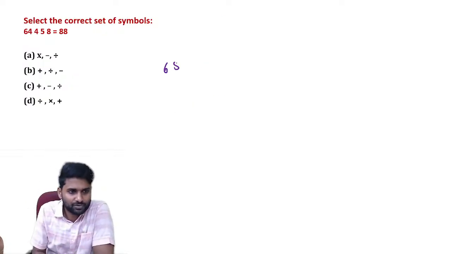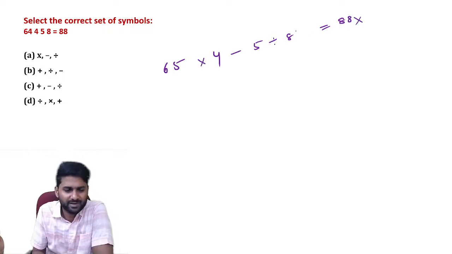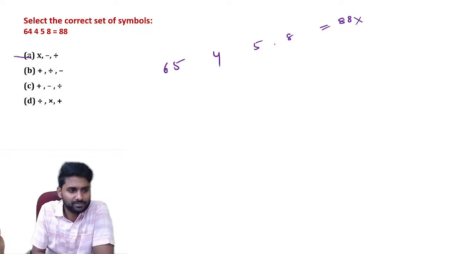Just go through it; the correct symbols should be replaced in that equation. Then the result says 88. Option number 1, multiplication, minus, division. It doesn't work. Why? Because 5 is not divisible by 8. Let's check with option number 2. A is not. Plus, division. Again, 4 is not divisible by 5.